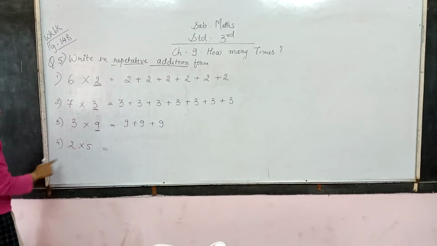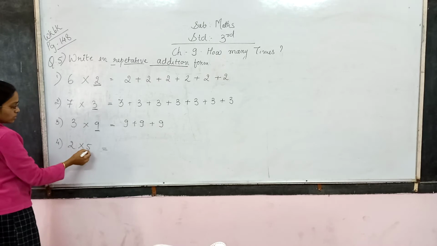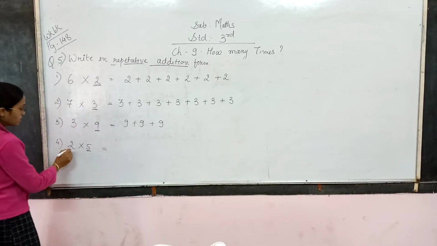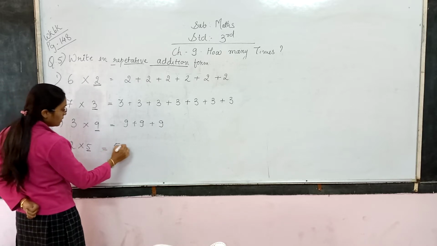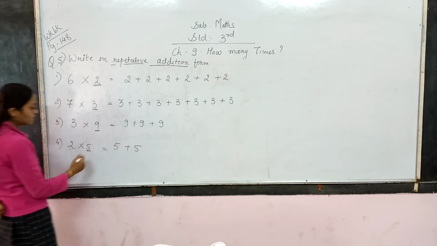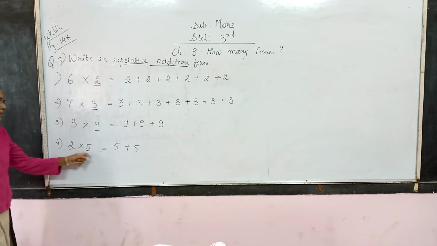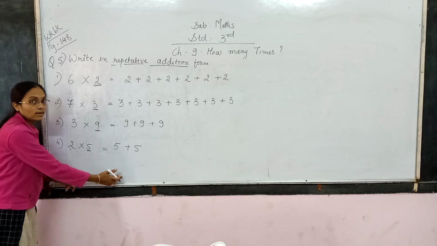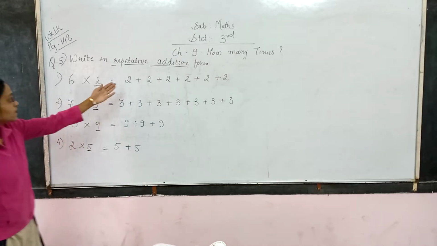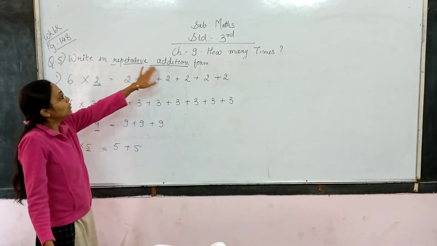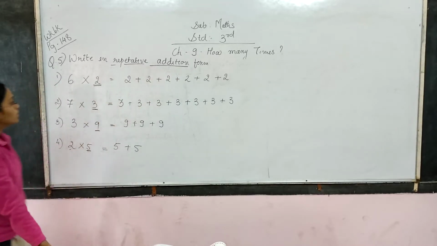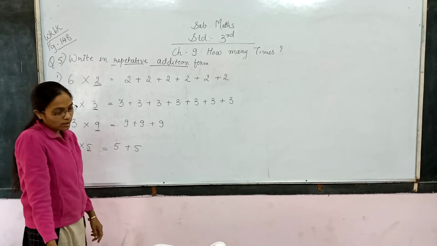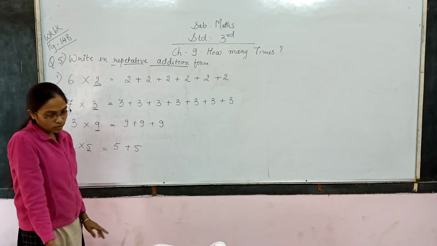Okay. Next is 2 fives are. Which number will we add? This 5. How many times? 2 times. 5 plus 5. Both the sides' answer will be the same. You can see 2 fives are 10. 5 plus 5 is 10. Both the sides are same. Okay. This way we can write the repetitive addition form. Okay. I hope this is clear to you. Now the last two are the only ones remaining, that you have to solve by yourself.